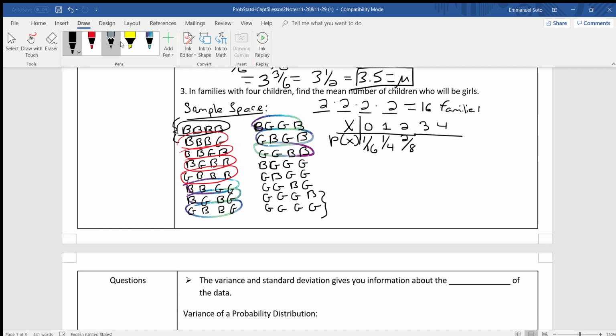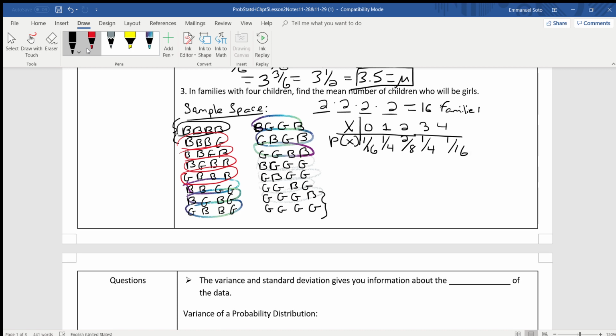What about 3 girls? Yeah, we have 1, 2, 3, and 4. All right, so that's 4/16, which is 1/4. And then the last one, there's only one way of doing that.